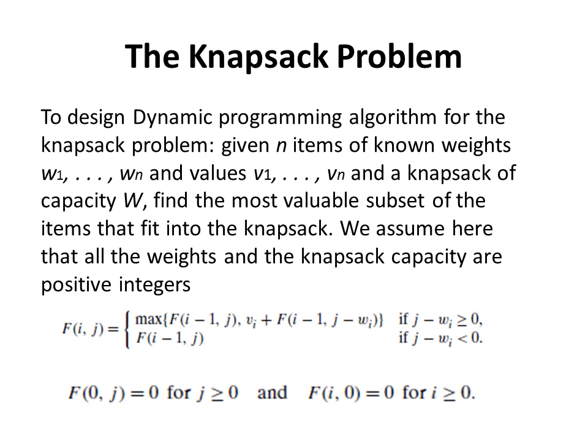So to design a dynamic programming algorithm for the knapsack problem, we are given n items of known weights W1 to Wn, that is the weight of each item, and values V1 to Vn, that is the profit gained if we include that item, and a knapsack of capacity capital W. Find the most valuable subset of the items that fit into the knapsack. We assume here that all the weights and the knapsack capacity are positive integers. Since it's dynamic programming, we need a recurrence relation.